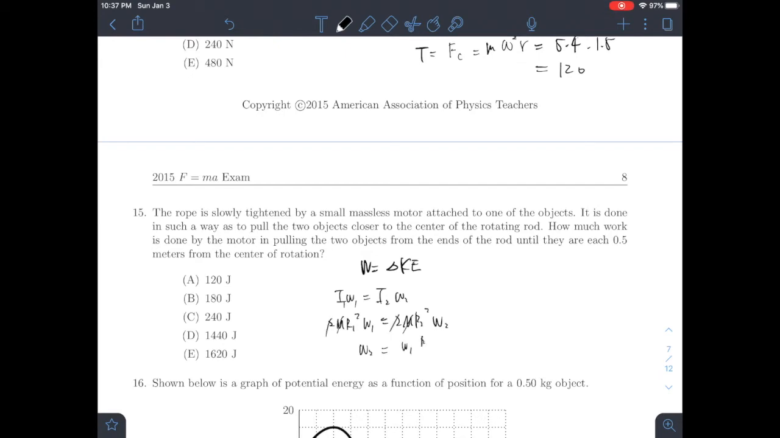We have omega 2 is equal to omega 1 times r1 squared over r2 squared. Then we calculate this in the calculator. The result we get is 36 radians per second. So now we know our omega 2.